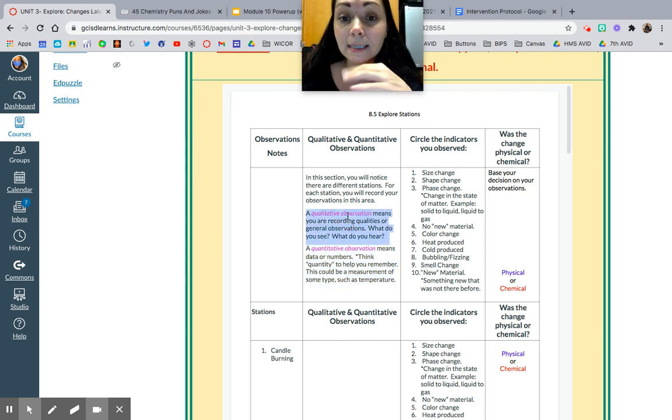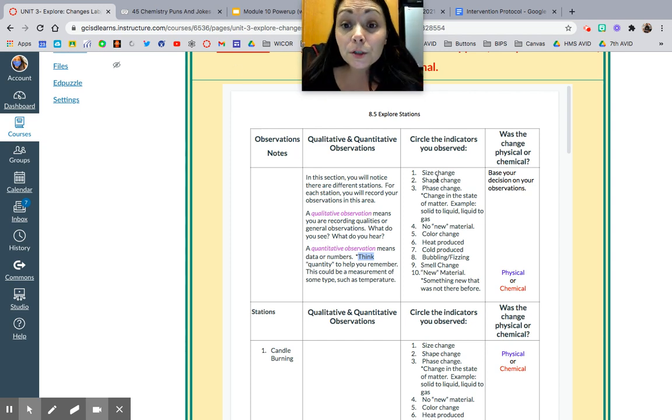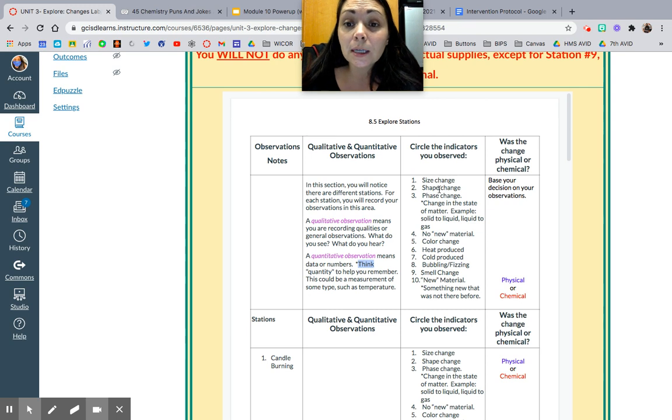So what I want you all to do is text code and then do a little annotation, a line here and a line here, and sum up the difference between quantitative, hashtag numbers, and qualitative, the quality. And then for each of the lab stations, we're going to circle the indicators. So 1 through 10, we're going to say in the video or in the pictures, did the size change? Did the shape change? Did the state of matter change from a solid, liquid, gas? Was there no new material?